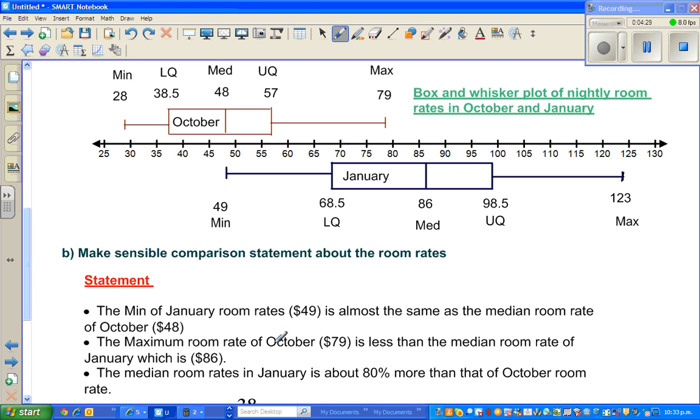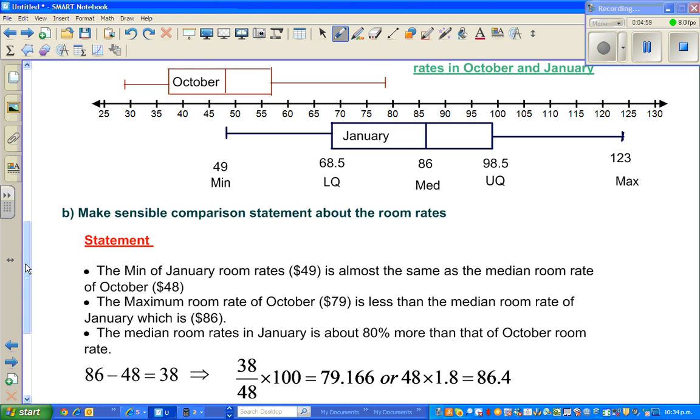Now what's the next comparison? The maximum room rate of October, which is 79, is less than the median room rate of January, which is 86. So the median room rate of January is 86, and the maximum room rate of October is 79. This clearly tells me that the room rates of January in this comparison are more.